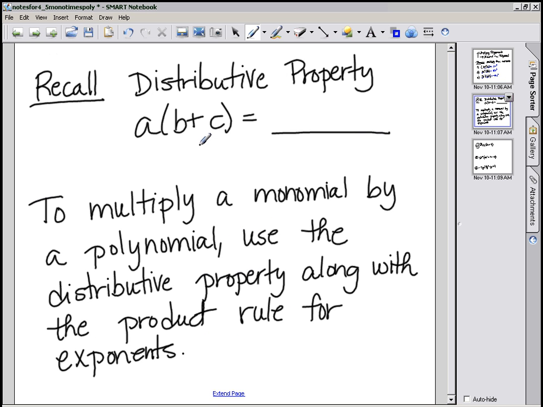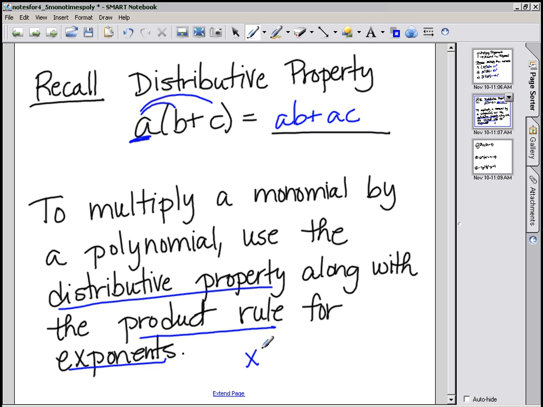So the other thing you need to know before we get into multiplying a monomial and a polynomial is the distributive property, which is a times a sum or difference, b plus c. We distribute the outer expression to each of the terms inside parentheses to get a times b plus a times c. So to multiply a monomial by a polynomial, you're going to use the distributive property along with the product rule for exponents. And that again was if you have x to the m times x to the n, we add to get x to the m plus n.